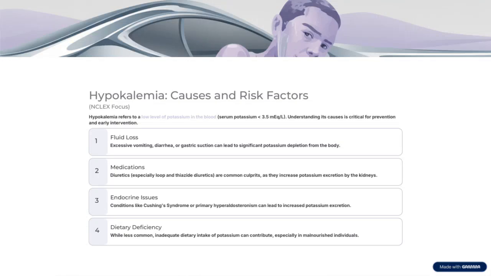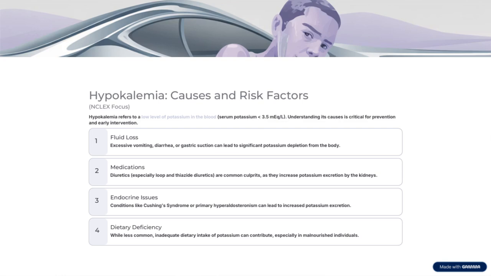Let's take a closer look at some less common but still important causes of hypokalemia. While inadequate dietary intake of potassium isn't the most frequent cause, it can contribute, especially in individuals who are malnourished. So, maintaining proper nutrition is key.